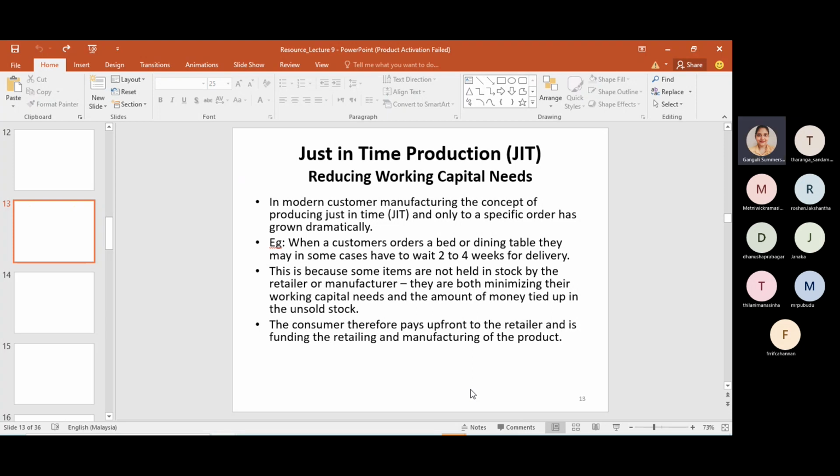So what is the advantage of this? As you guys can understand, what are the advantages of this method? ඒ කියන්නේ order එකක් ආවහම විතරක් manufacture කරන්න පටන් ගන්න එකේ what can be the advantages?